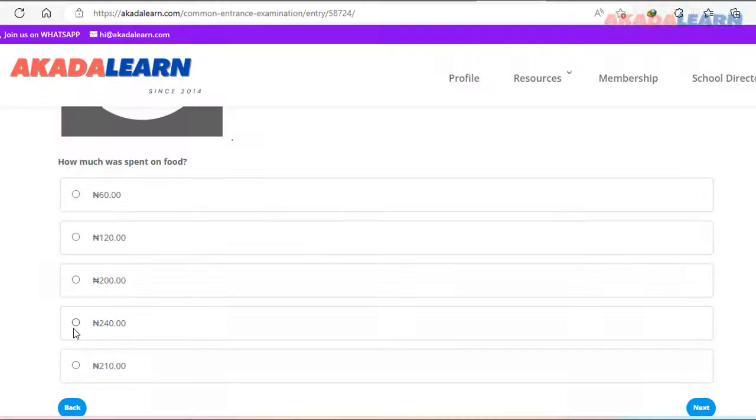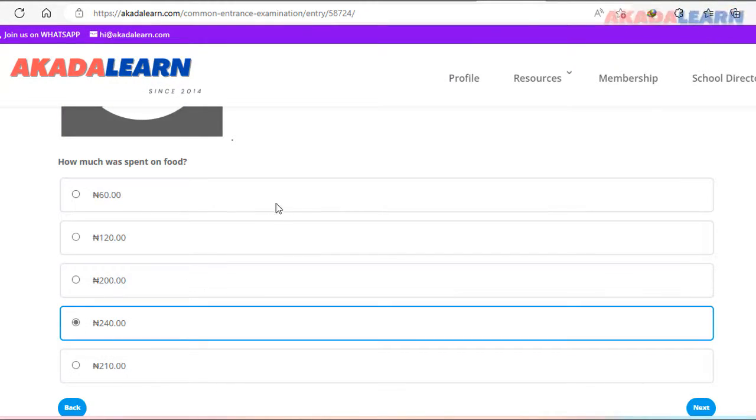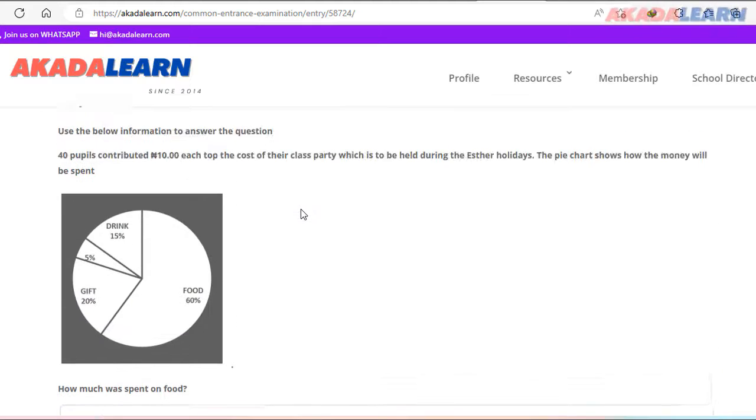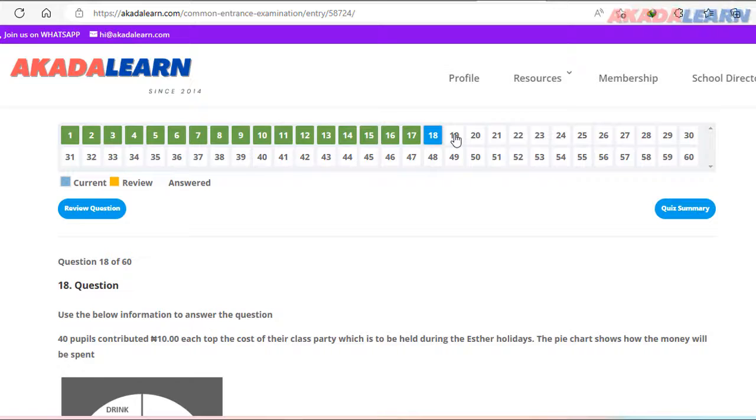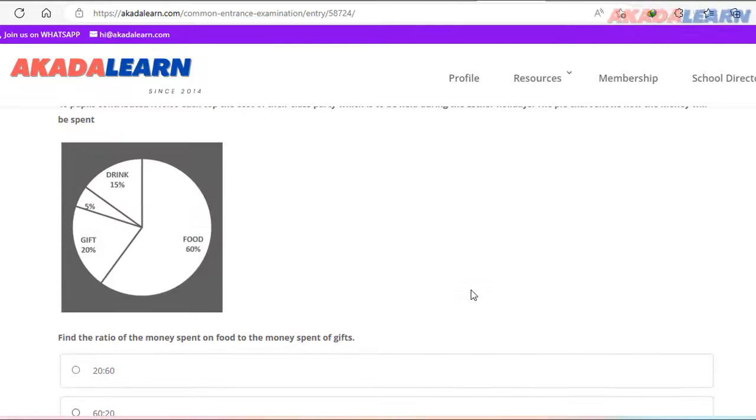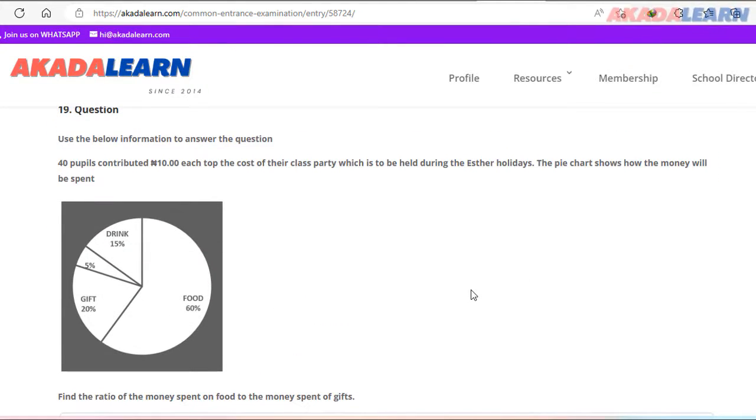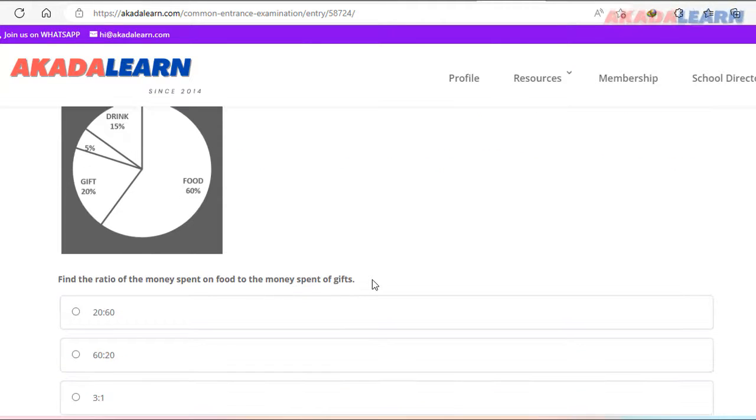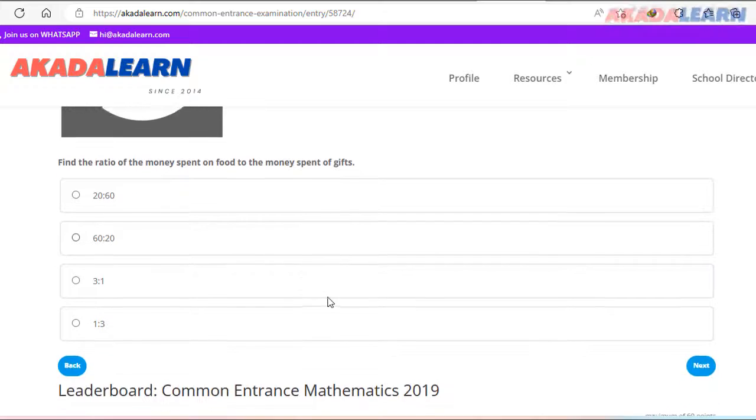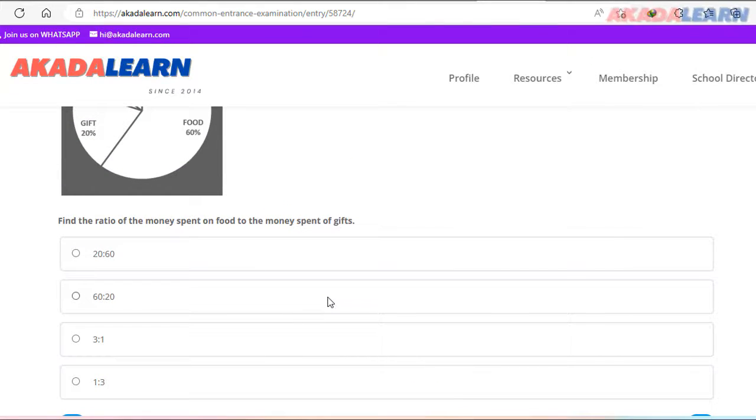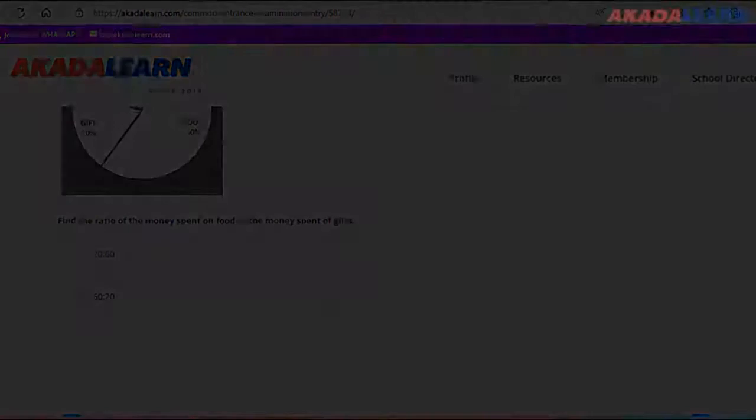So the answer there is 240, which is option D. Alright, so let's go to the next question, 19. For question 19, we can see the same pie chart here. So find the ratio of the money spent on food to the money spent on gifts. And so let's look at our video and see how to get the answer.